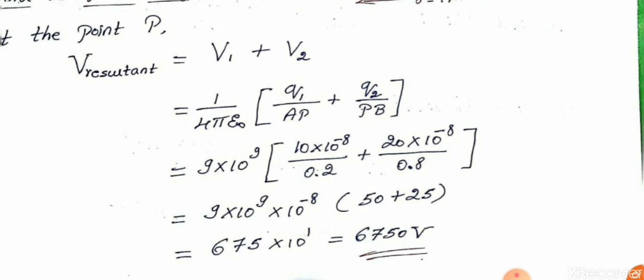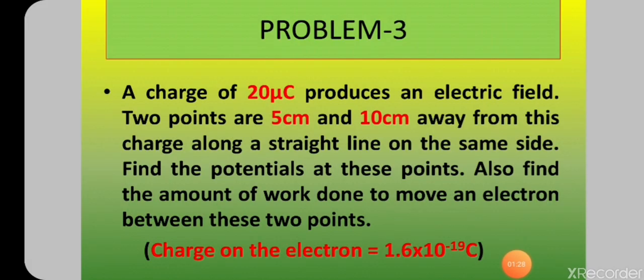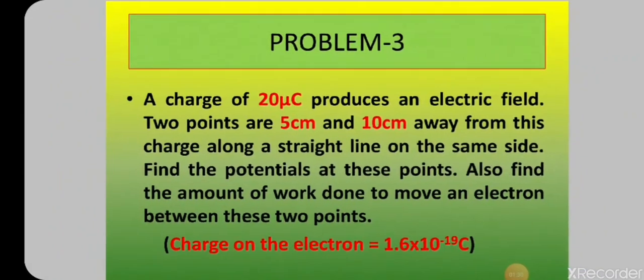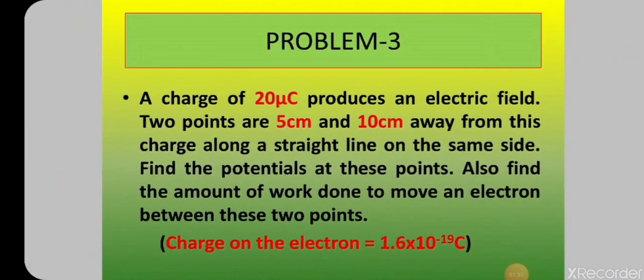Next one, problem 3. A charge of 20 microcoulomb produces an electric field. Two points are 5 centimeter and 10 centimeter away from this charge along a straight line on the same side. Find the potential at these points. Also find the amount of work done to move an electron between these two points.